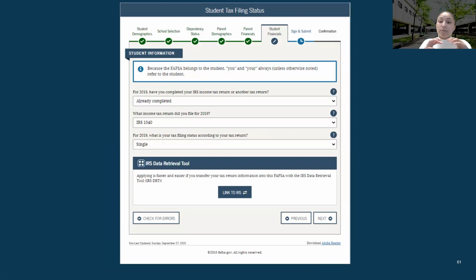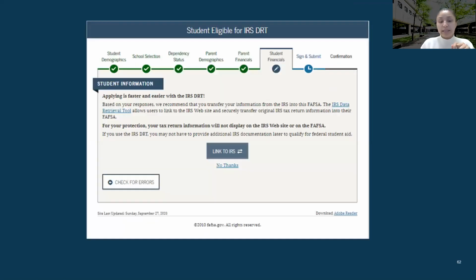You also have the ability to use the IRS data retrieval tool, meaning that you could link your taxes electronically and transfer that information directly from the IRS onto your FAFSA application. It's very quick, very simple as well. So if you select link to IRS, it's going to take you to this page right here. Once again, this is the student's information.